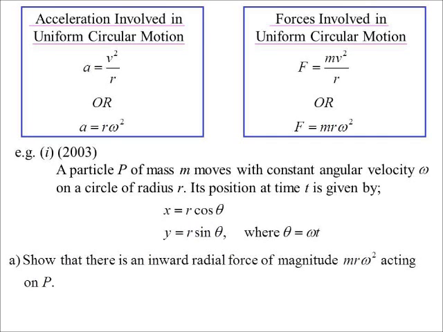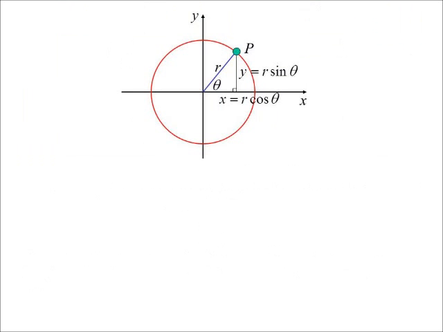Show that there is an inward radial force of magnitude mrω² acting on P. So in other words, they're asking us to prove our force here. We don't have to do it like I just did with vectors. We're going to do it via the parametrics, and it comes out quite nicely. So, okay, here's our path, P.